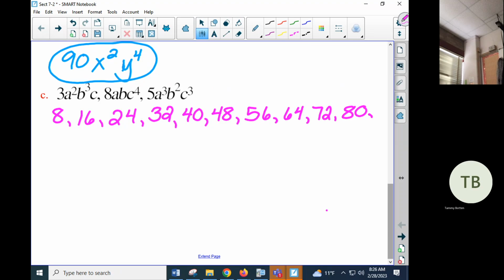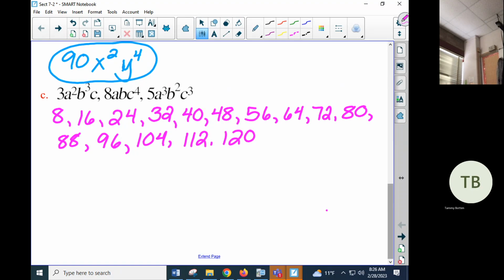So then we have to keep going. And the next one's 88. That doesn't end in a 0 or a 5. The next one is 96. Doesn't end in a 0 or a 5. The next one is 104. Doesn't end in a 0 or 5. Then it's 112. Doesn't end in a 0 or 5.